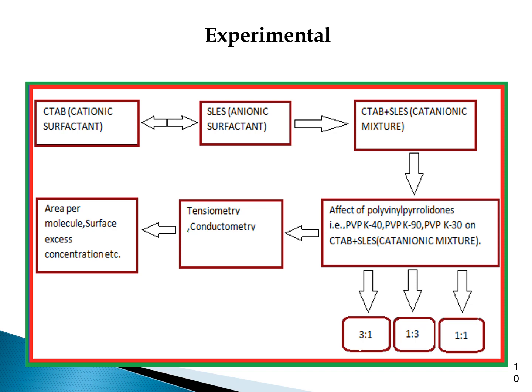In the experiment we did, we combine two surfactants. One is cationic, another one is anionic surfactant. The cationic surfactant is cetyl trimethyl ammonium bromide with SLES, and we mix them in different ratios: 3:1, 1:3, and 1:1. And then we study the effect of polymers having different chain lengths: PVP K40, PVP K90, and PVP K30, by using tensiometry and conductometry. And from this we calculate area per molecule and surface excess.